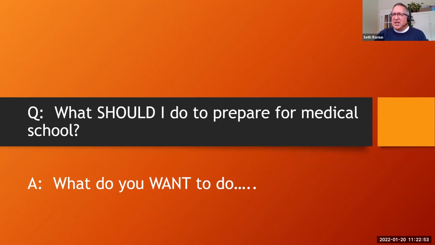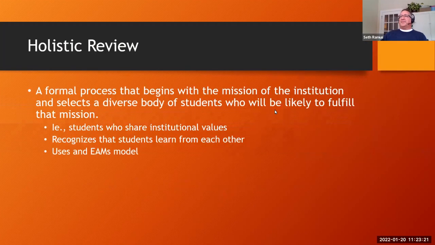And that is a really hard application to write. The more experience that you have that informs that, the easier it will be for you. So do things that are important, do things that are meaningful. There are many ways to demonstrate the kinds of competencies that medical schools are looking for.